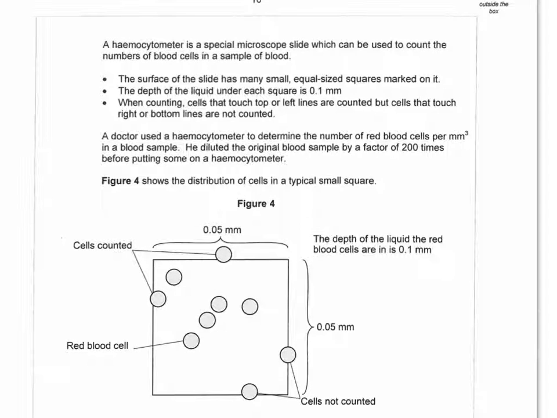For the next maths question, it asks you to calculate the number of red blood cells per millimetre cubed in the original blood sample. So some important things that you need to get from this is that the blood sample has been diluted by 200 times, and we've got the length of each side of the square, because we need per millimetre cubed in the answer. So we need to work out the number of millimetres cubed that this box is. And we've also got the depth. So volume is the width times the length times the depth, because it's a cuboid.